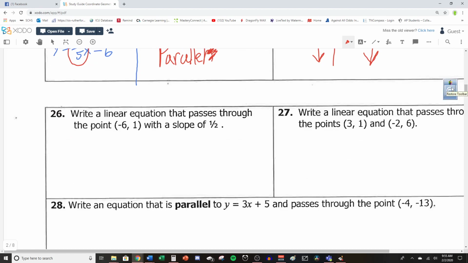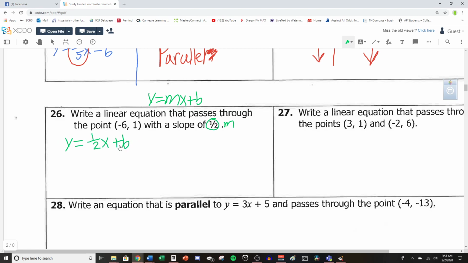All right. So now we need to write equations. We're on 26 now, new section of this. Write a linear equation that passes through the point -6, 1 with a slope of 1/2. So this all is going to revolve around this formula, y equals mx plus b. The slope is going to be m. So I'm going to go ahead and start the equation by just writing this in. Y equals 1/2 x plus b.